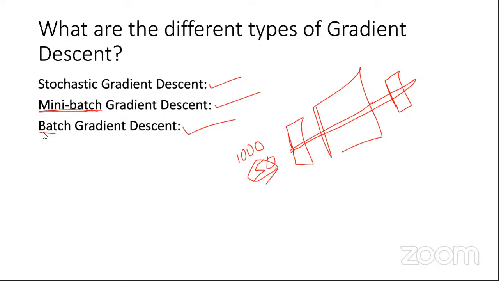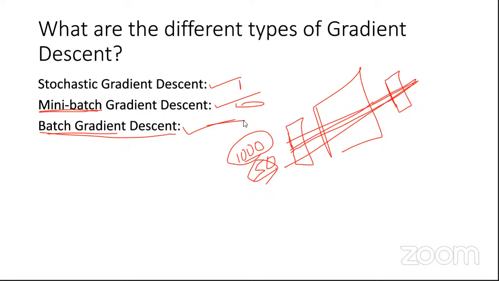Then what is batch gradient descent? Batch gradient descent is when you are sending the whole dataset at a time, and training the neural network, then it is called batch gradient descent. Here you will be sending one at a time. Here you will be sending a mini batch, the whole data split into small batches. Here in batch gradient descent, you will be sending the whole data.